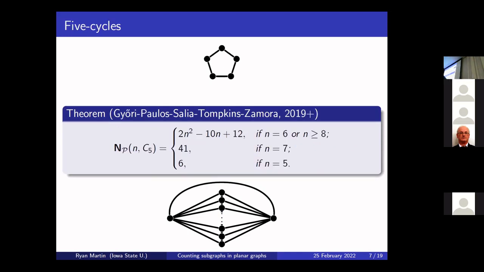And a group consisting of four of my co-authors and Casey Tompkins established the exact value for C5, and they got a couple of annoying configurations. I'll consider them annoying, but they're also beautiful. Again, I won't show them because I've done enough TikZ for this talk, and it would involve a lot more to do the seventh configuration. Five is not so bad. But if n is sufficiently large, it's roughly 2n squared.